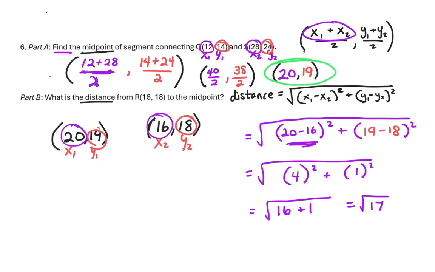If that was an answer choice, that would be good. So if this was an option, pick it. Or I might have to punch it into my calculator. And when I do that, I get 4.123. And I would round it to the nearest tenth. And since the number after the tenth is just a 2, I won't round it up to 4.2. It'll just stay at 4.1. So the correct answer could either be the square root of 17 or 4.1.